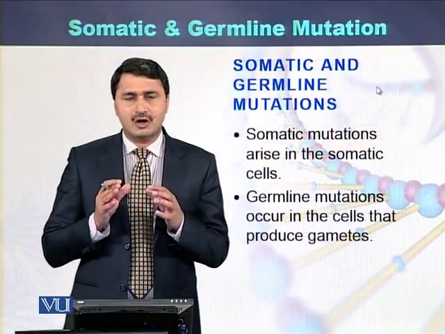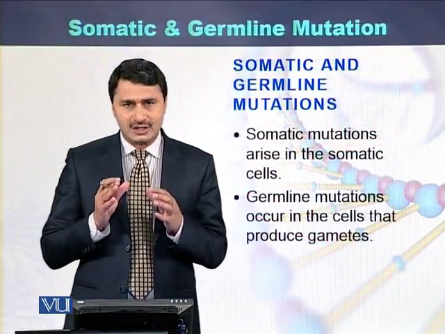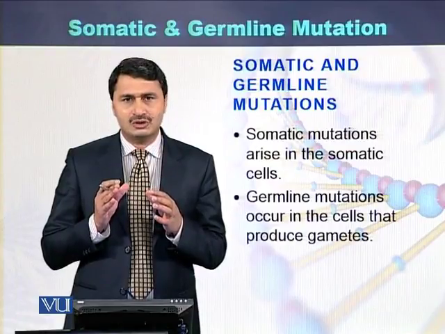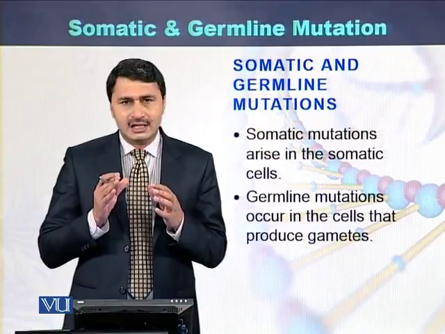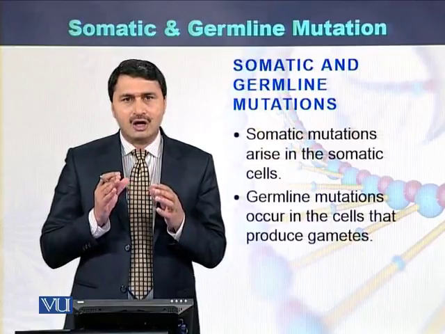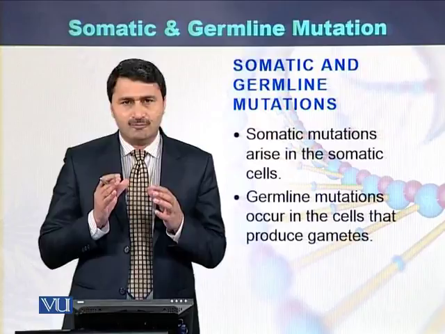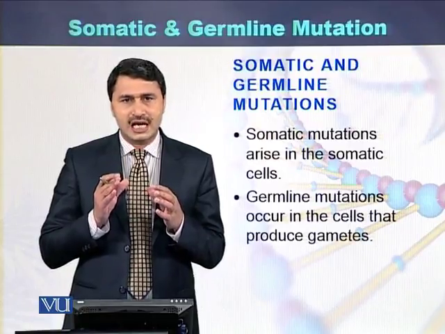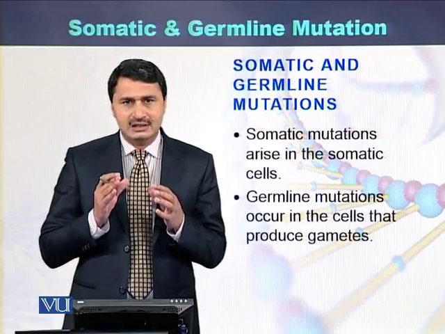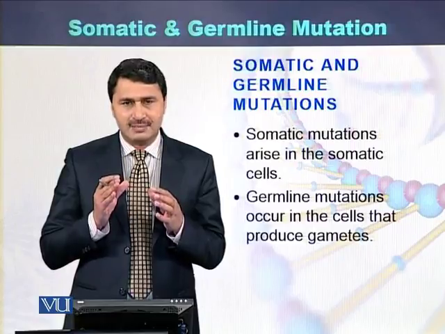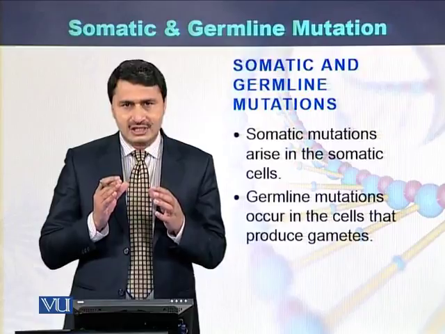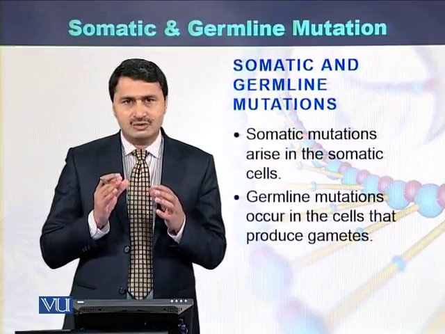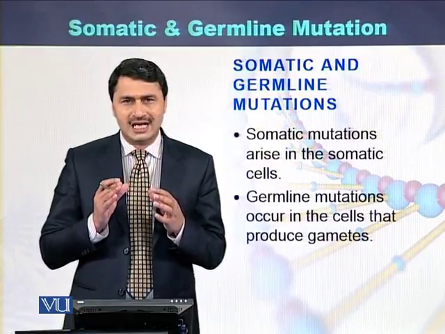So if we do the comparison between the somatic mutation and the germline mutation, somatic mutation is that mutation that occurs in the body cells or in the somatic cells, while the germline mutation occurs in the sex cells which produce the gametes. Somatic mutations do not transfer to the next generation, while germline mutations transfer to the next generations.